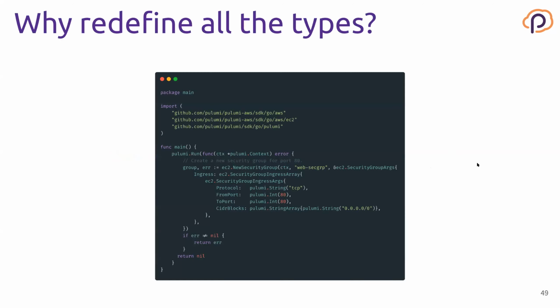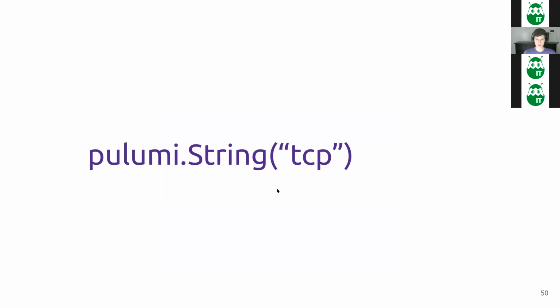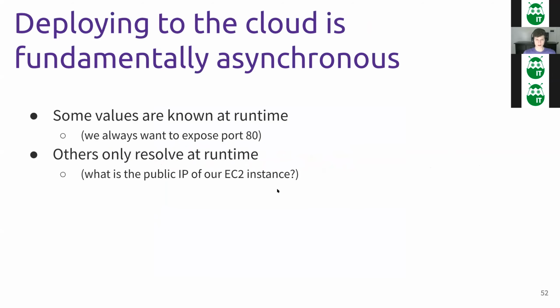Okay, so now we're going to do a little bit of Pulumi 101. I kind of brushed aside some of those things that we saw there, like these strange types, right? What is a pulumi.Int and a pulumi.String? Yeah, this TCP port 80. What's going on here, right?